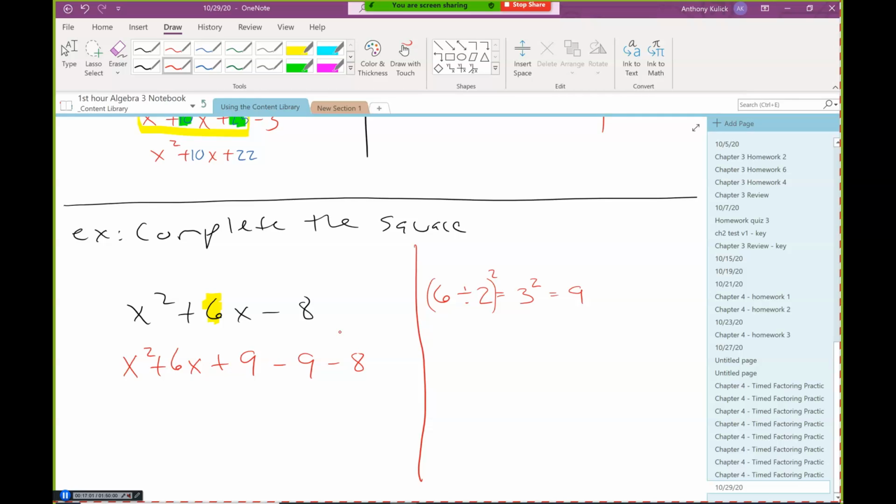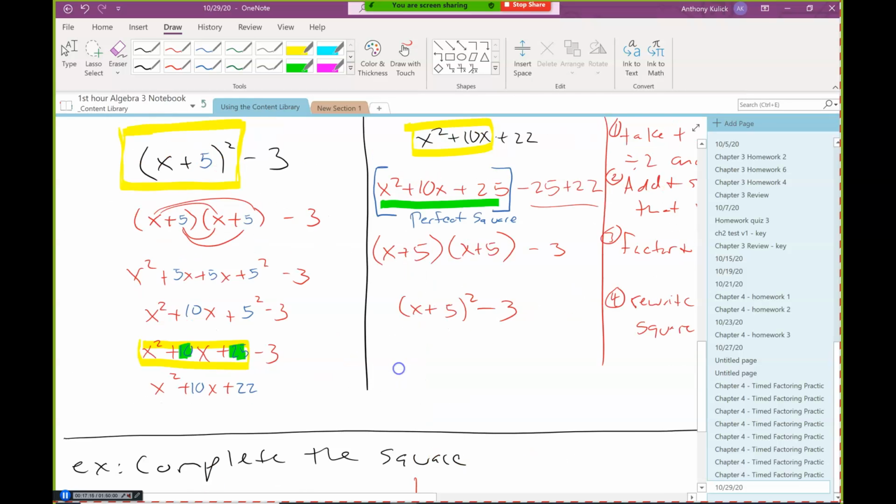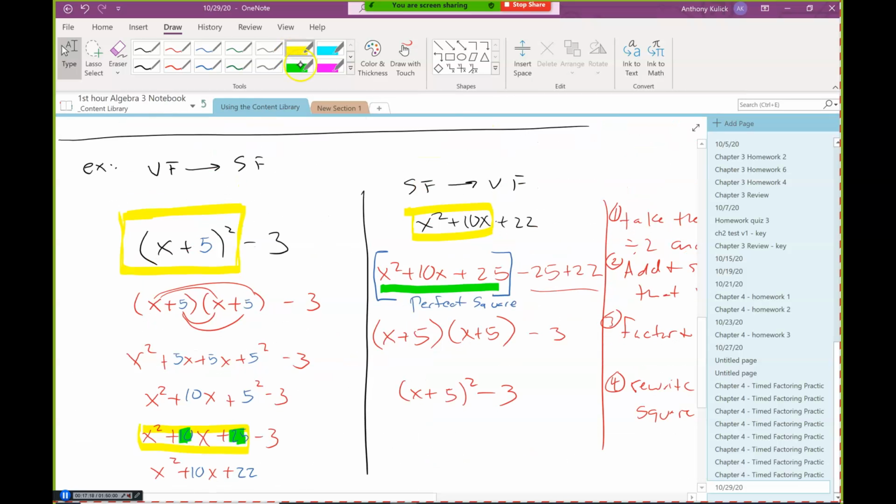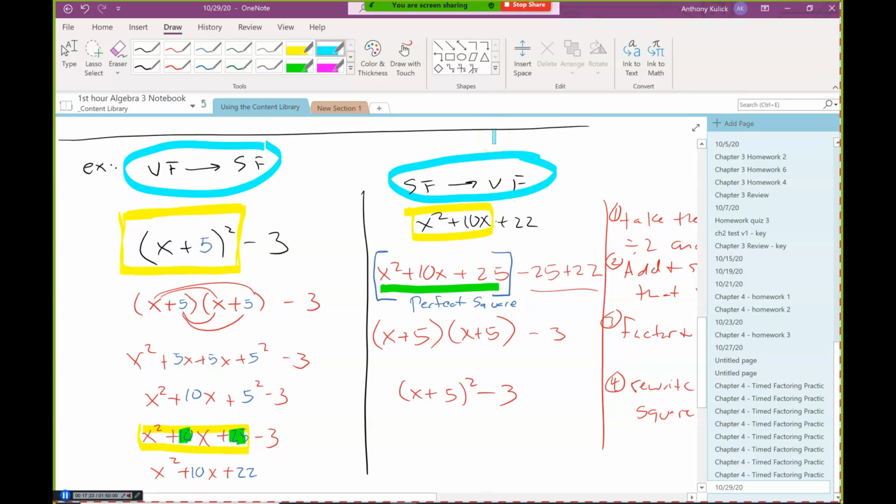Mr. Kulik, I have a question. Yeah, I'm in the room. So did you not have to FOIL on this one? So I used the previous example. What I did on the previous example is I noticed that these two processes are opposites. So I used the expanding process that I knew how to do as my template for how to go backwards. Oh, I understand. Okay, that sounds good. Thank you. You're welcome.